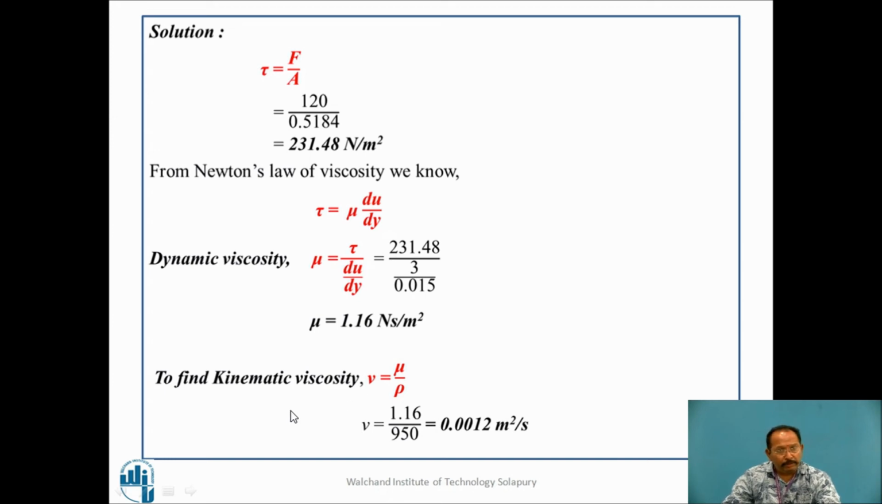And what is the kinematic viscosity? Kinematic viscosity is the ratio of dynamic viscosity upon the mass density. So 0.95 is the specific gravity given to you, multiplied by 1000, the density of water, so it is 950. So 1.16 upon 950 is 0.00122 meter square per second. Meter square per second is the unit of kinematic viscosity, please remember.